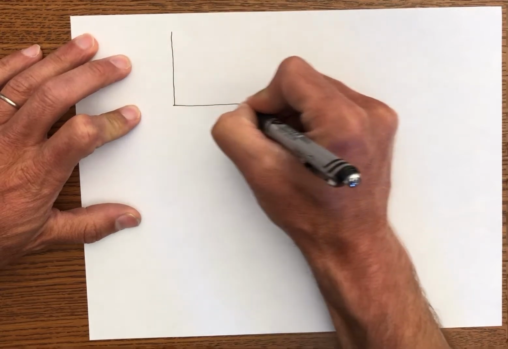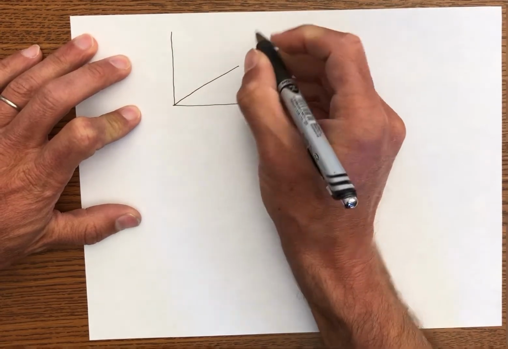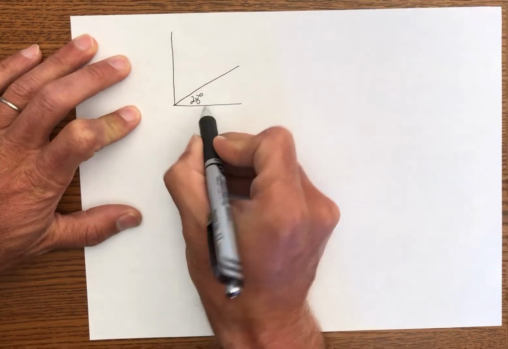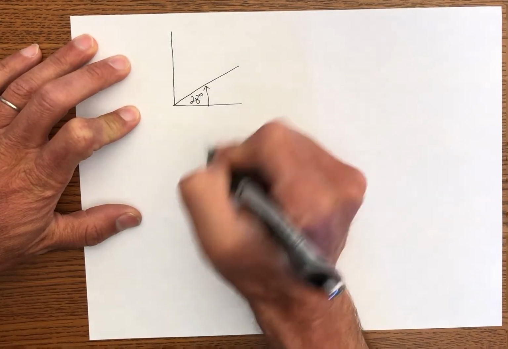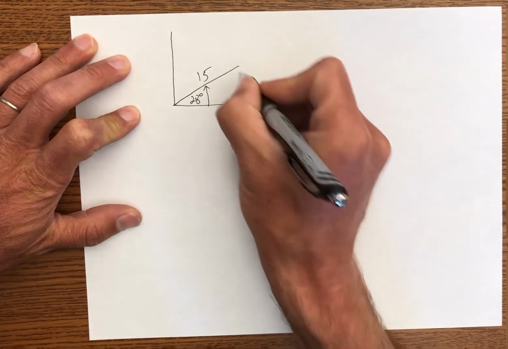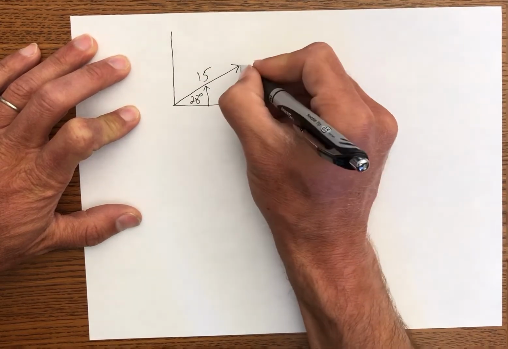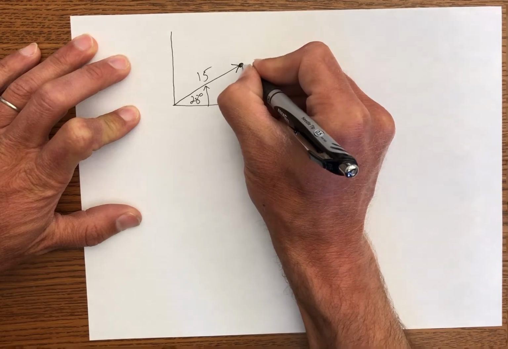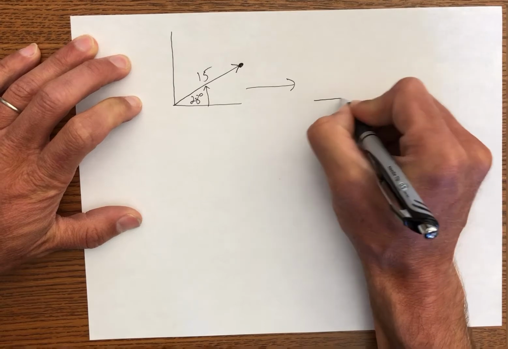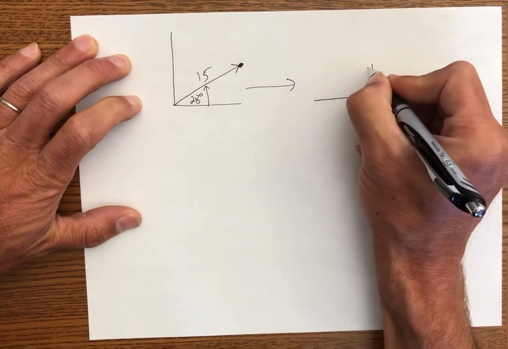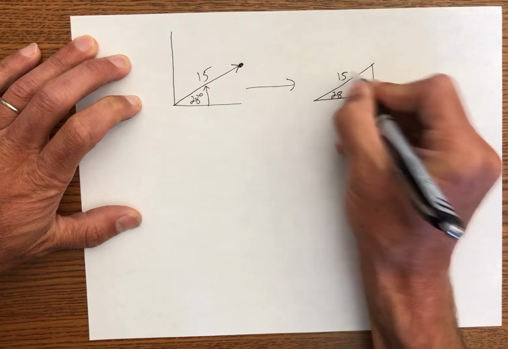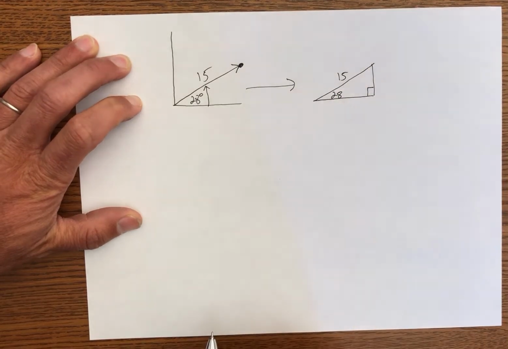And I don't know where it's headed to, but I know it's moved 28 degrees up. Theta is 28 degrees, and the length is 15. I have to write this in vector form. I need to figure out where it has traveled to. So what I'm going to do, and this is what you're always going to be doing, is create a right triangle.